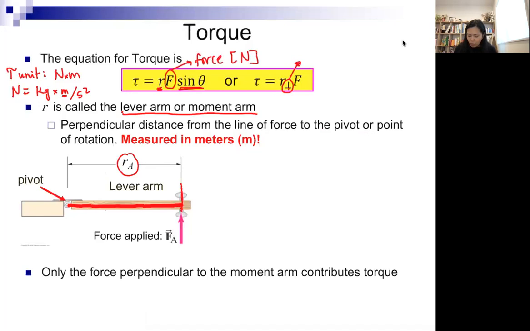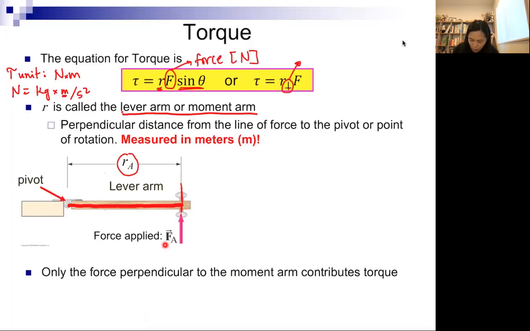We can also see from the demonstration I did with the pinwheel that only the force that's perpendicular to the lever arm contributes to the torque, because then the force is upwards.